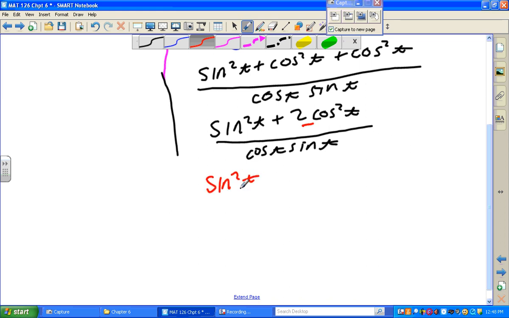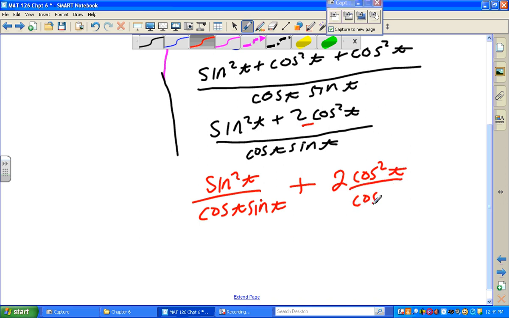Sine squared of t. Why do you do this? Well, the simple answer is I need a plus sign in between the 2 answers. The other reason is I need 2 separate denominators. I don't need the same denominator.